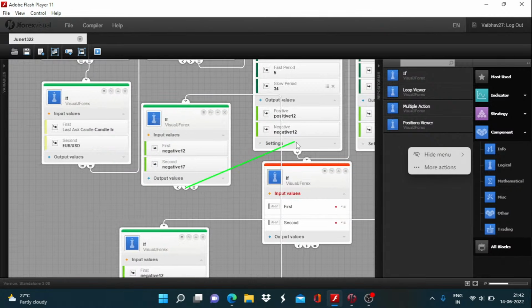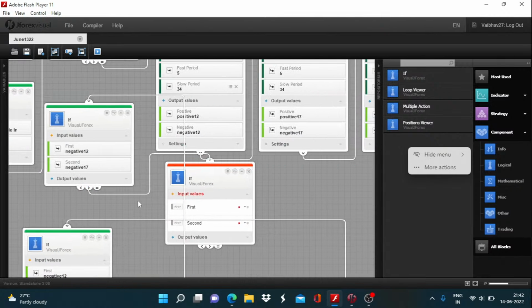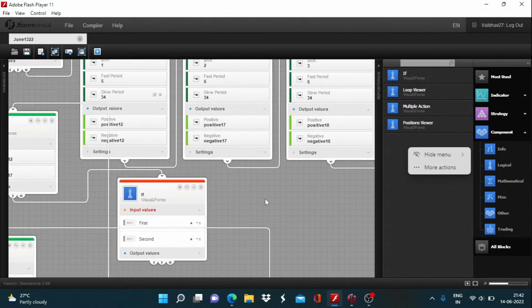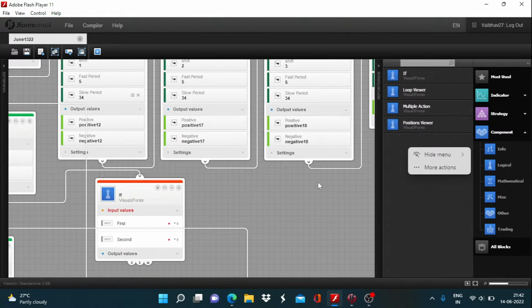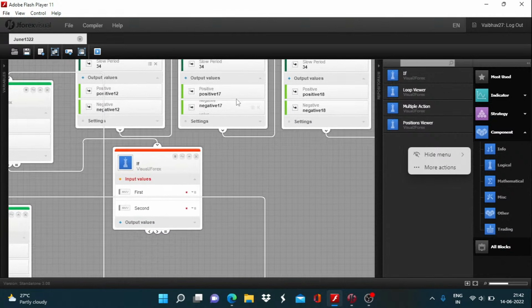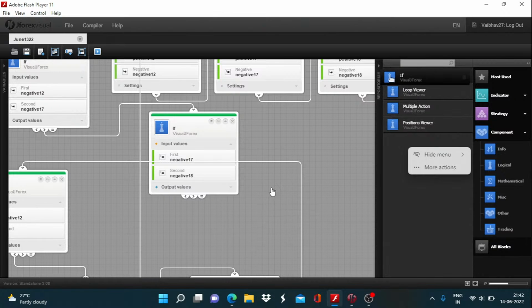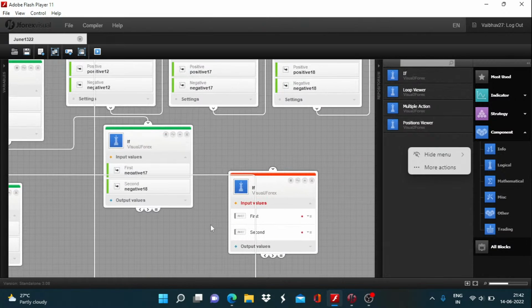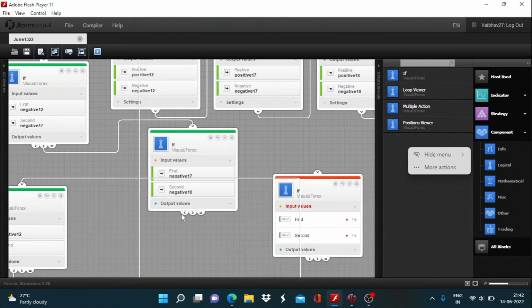So first input greater than second input, whereas the second last hourly candle's output value of the acceleration deceleration oscillator should have been less than the third last hourly candle. So we need negative 17 to have been less than negative 18. So here it is going to be first input less than second input.